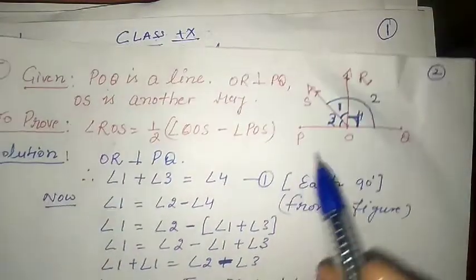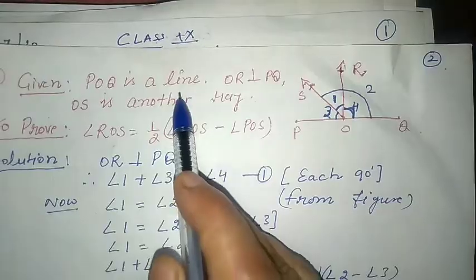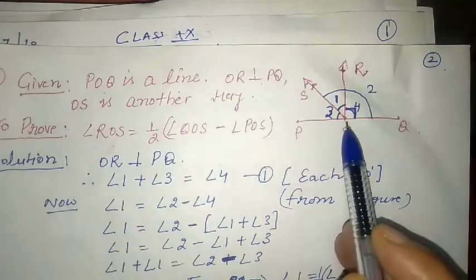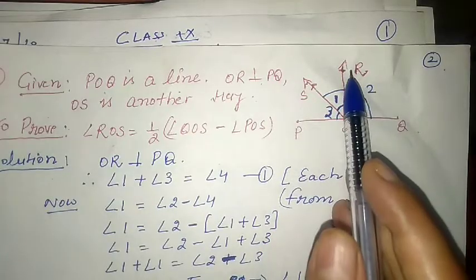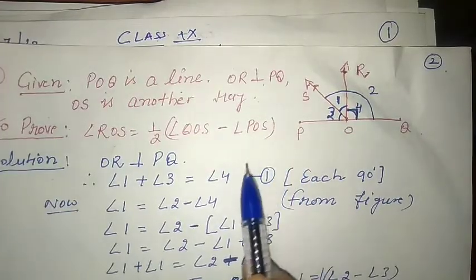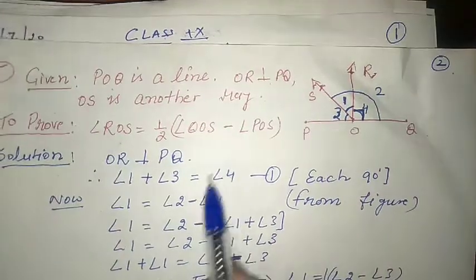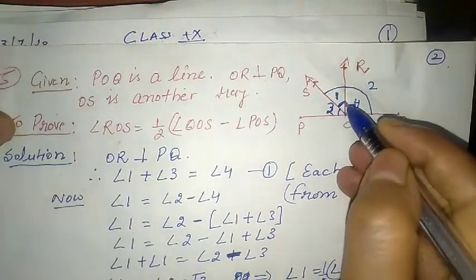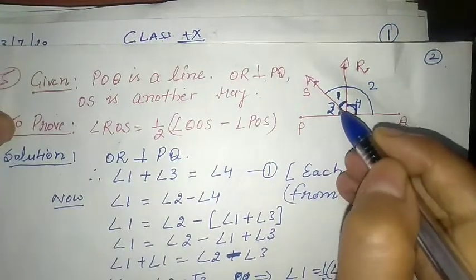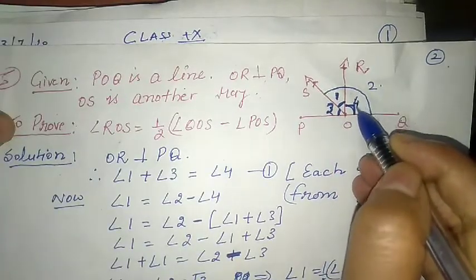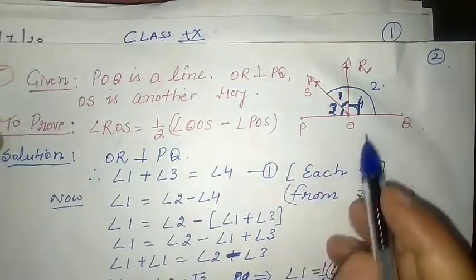So the figure is here, I have drawn it here. This is given. So what is given? POQ is a line. OR is perpendicular to PQ. OS is another ray in between OP and OR. We will label the angles 1, 2, 3 and 4. Many methods are there, once again I am saying, so one of these. We will let this angle be 1, this angle be 3, this whole angle be 2, and this angle be 4. That is given in the book as 90 degrees.